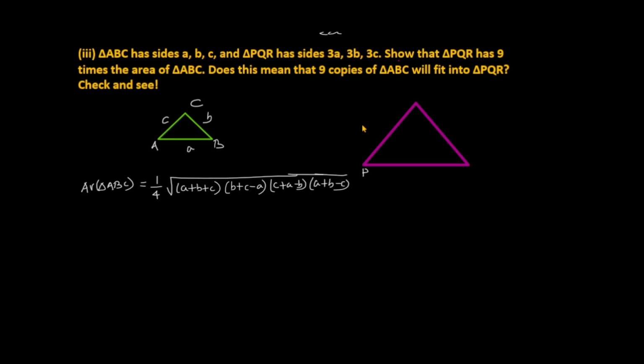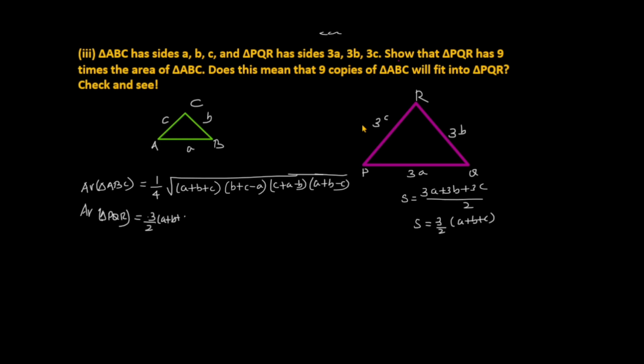This is the triangle PQR, with side lengths 3A, 3B, 3C. So what about the semi-perimeter? S is equal to 3A plus 3B plus 3C by 2, so the semi-perimeter S is equal to 3 by 2 times A plus B plus C. That is the semi-perimeter. Now we can find the area. Area of triangle PQR is equal to the square root of semi-perimeter, 3 by 2 A plus B plus C.